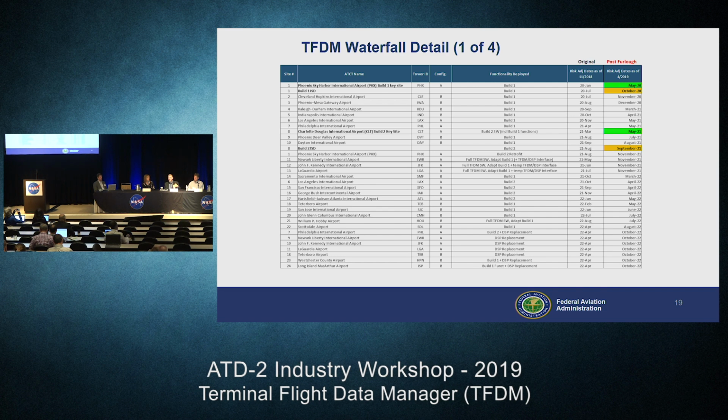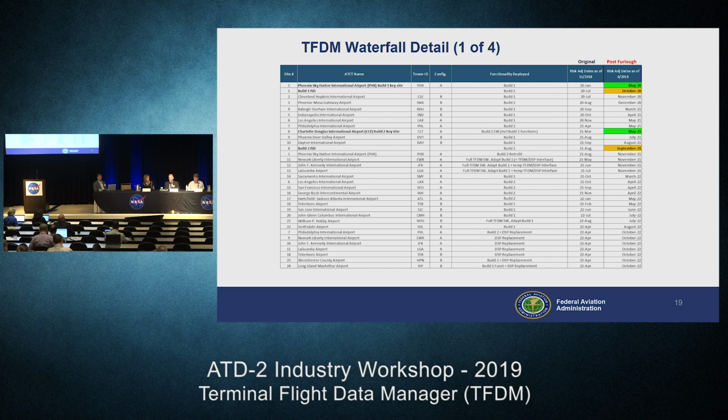And so you can see about 6 sites on the waterfall after Phoenix before we get to Charlotte, and go through the same process with the second build, layering on those capabilities and all the changes we have to do for that. And then once we get the in-service decision for the build 2 capabilities, I can deploy to the rest of the sites. So it's a multi-step process we have to go through.